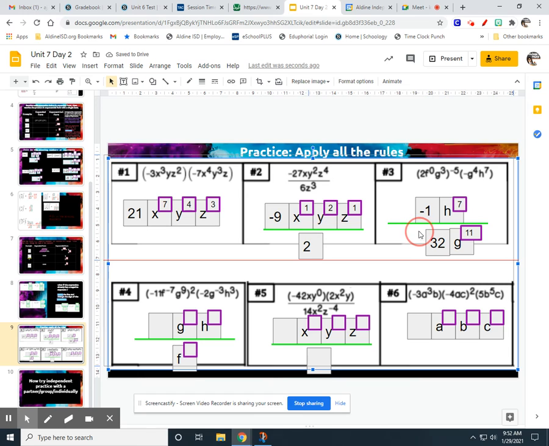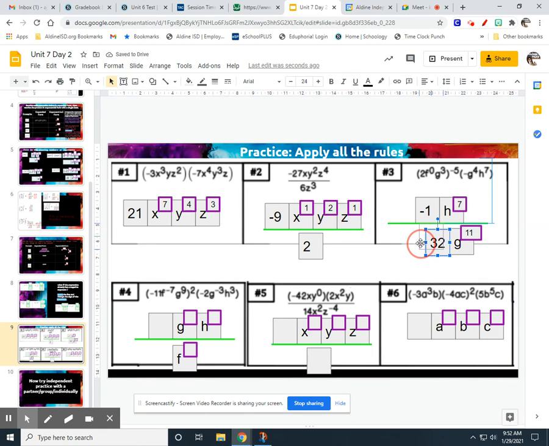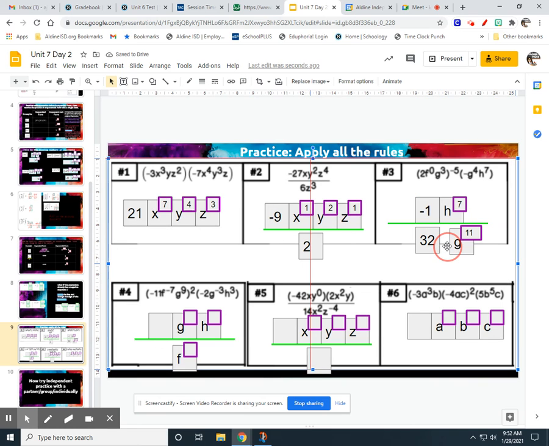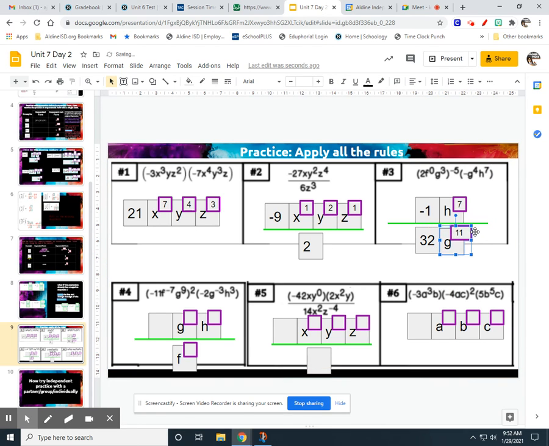Let's move this up here. I don't want to move that. I want to move the 32. And then move G. I don't want to move that. Stop moving. Okay, there we go.